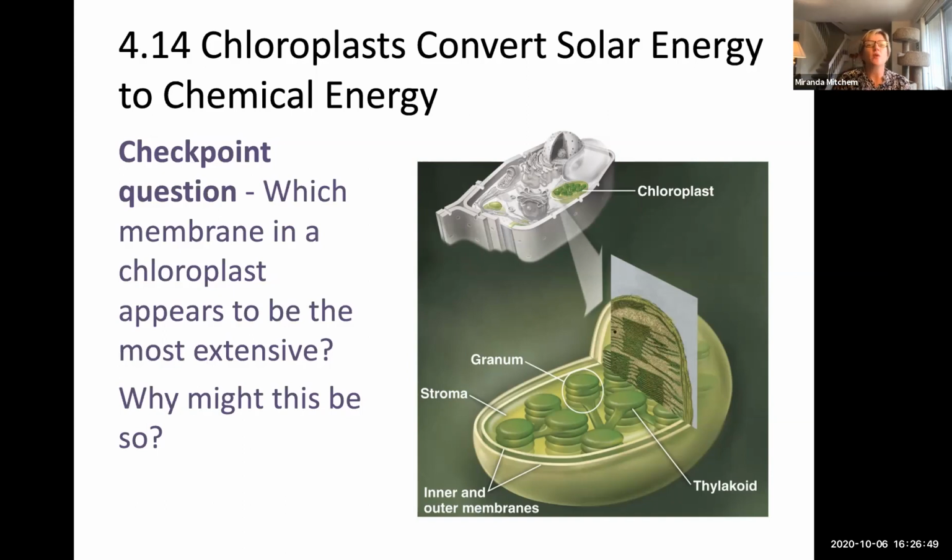So which membrane in the chloroplast appears to be the most extensive, which has the largest surface area? This would be the thylakoid, which is analogous to the cristae of a mitochondria. Why? Well, this is the location where photosynthesis occurs. The machinery that is needed for photosynthesis is located here in the chloroplast. So if we have more of the thylakoid, that means there is more opportunity for photosynthesis to occur.